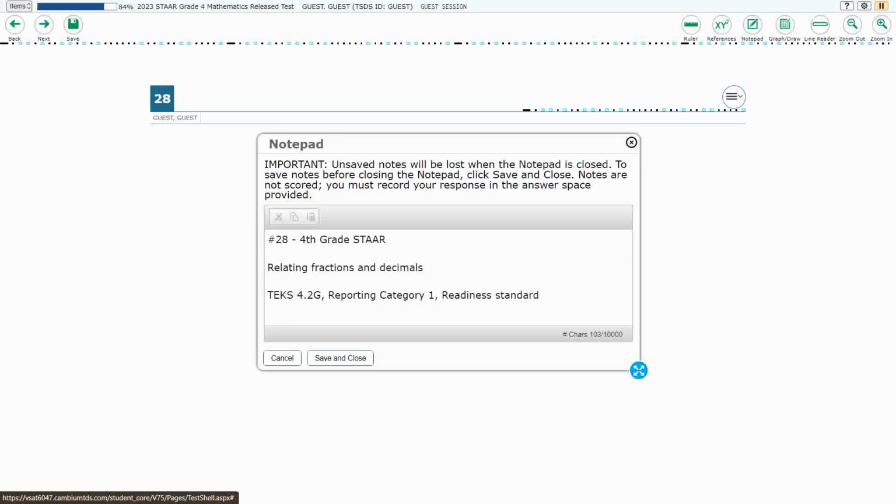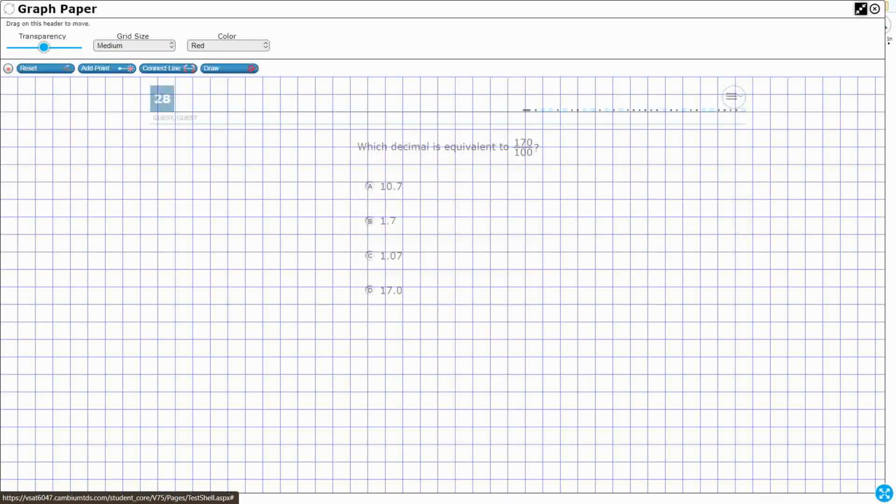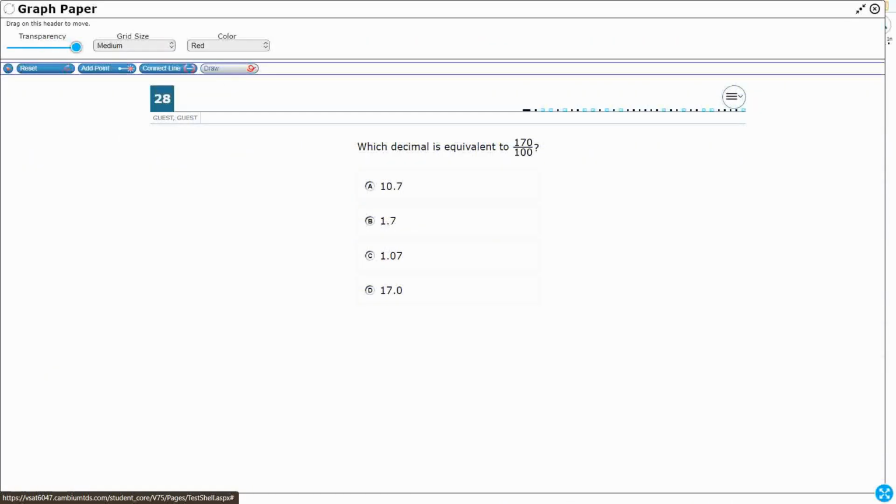For number 28, we are relating fractions and decimals. So this is a readiness standard. TEKS 4.2G in reporting category 1. All right, so this one is a little bit tricky here because we need to create a decimal that's equivalent, but look, it's an improper fraction. That's why all of our answers here are greater than 1, right? So how do we build this? And unless students have had opportunities with this, it is probably going to mess them up, right?